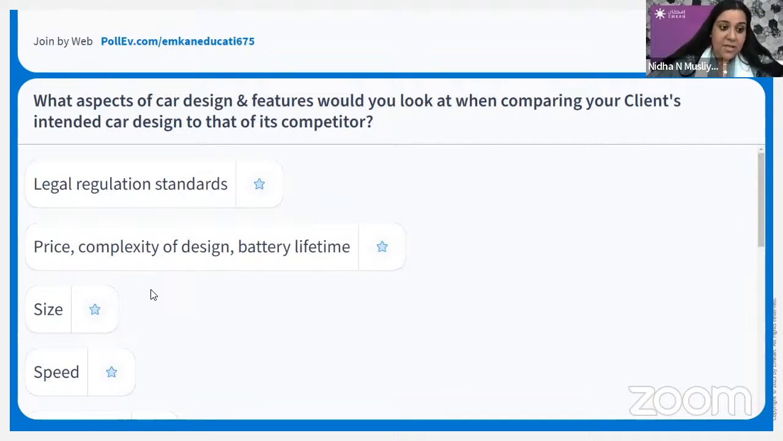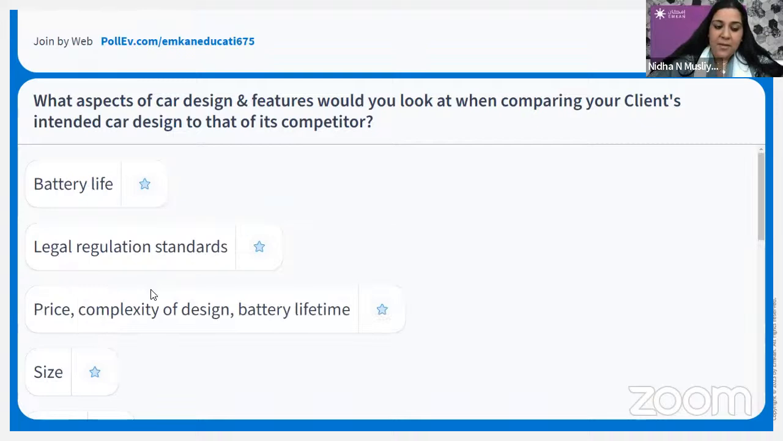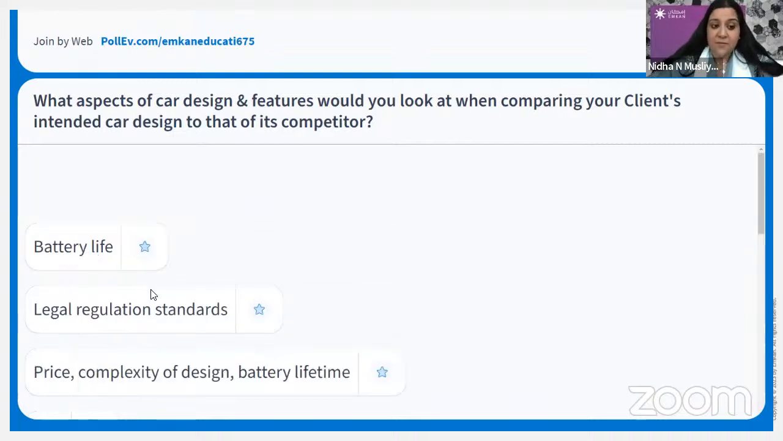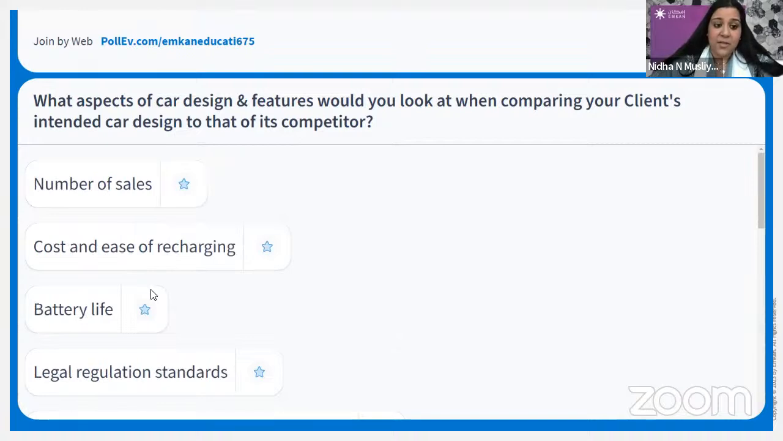Legal regulation standards, very interesting. Yes, I didn't think about that, but that is a good point, because certain countries might have regulations and standards when it comes to car design and features that might impact battery life, definitely. How far it goes, cost and ease of recharging. Whoever said that, thank you for that, because that is quite integral and important, because we have many petrol stations all over, but not always are we able to find ports to charge up the car. So the cost and ease of charging.